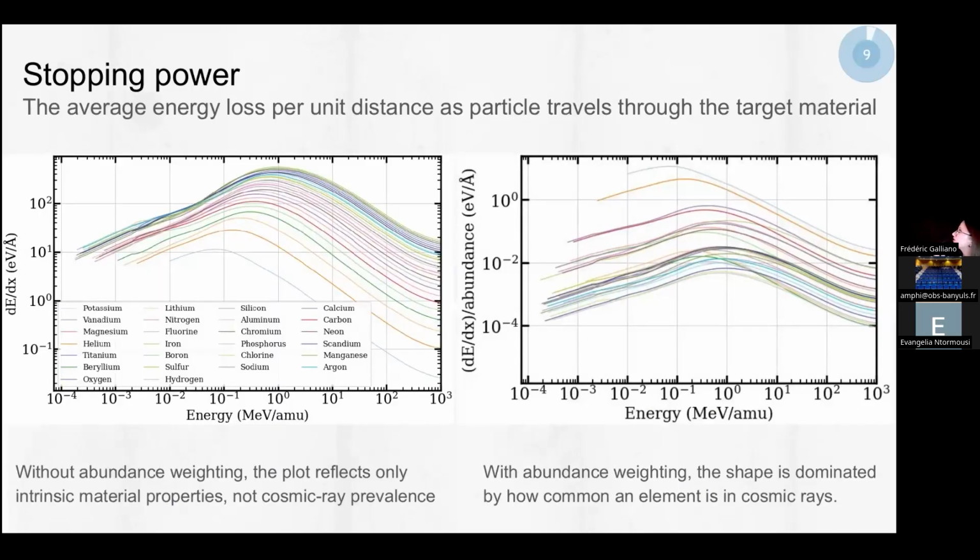And here we calculated the stopping power, which is the average energy loss per unit distance for the particles as they pass through the target material that we chose to be composed of hydrogen and carbon. On the left-hand side, you can see without the abundance weighting, which reflects only the intrinsic material properties, not the cosmic rays. When we weigh them by abundance, the shape is dominated by how common the element is. So at the top, we have hydrogen, then helium.